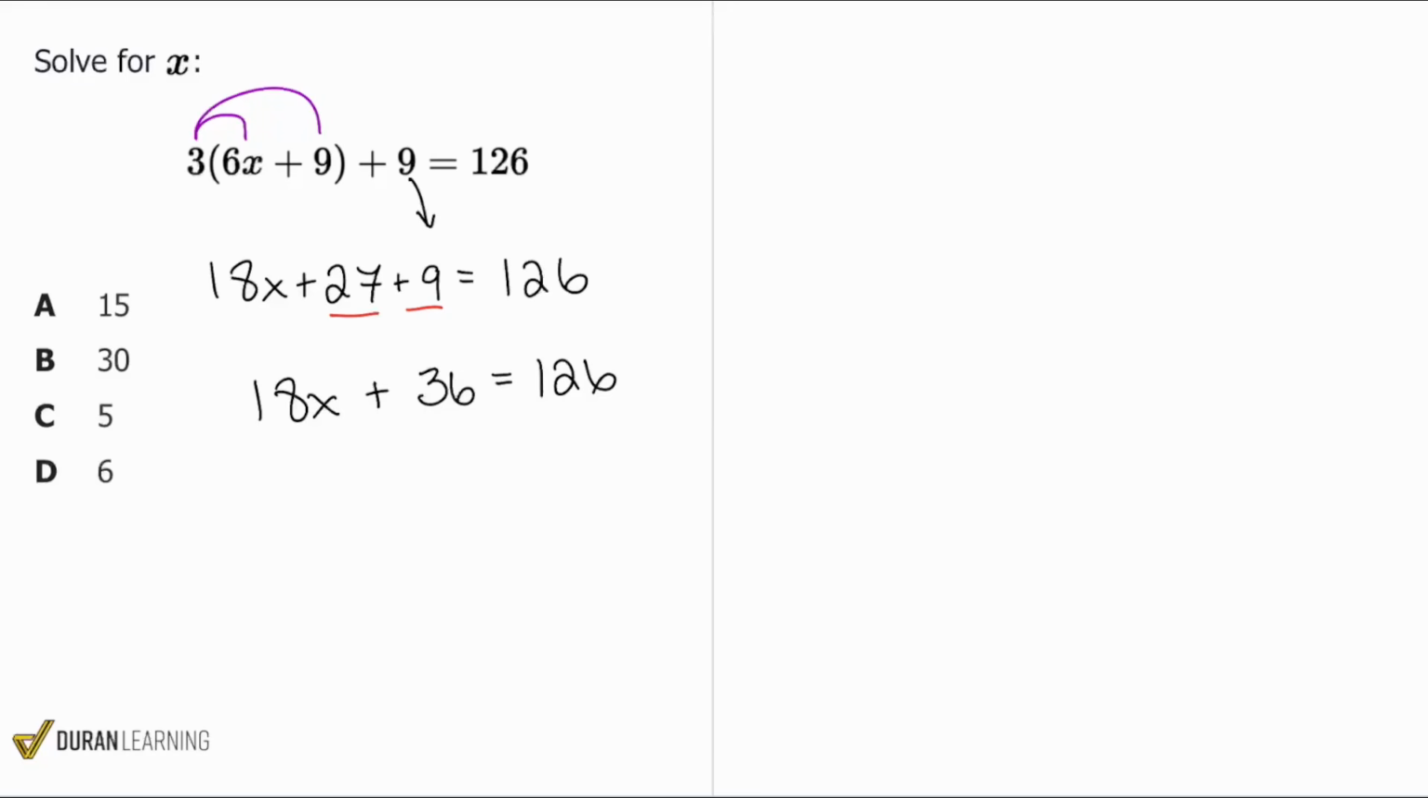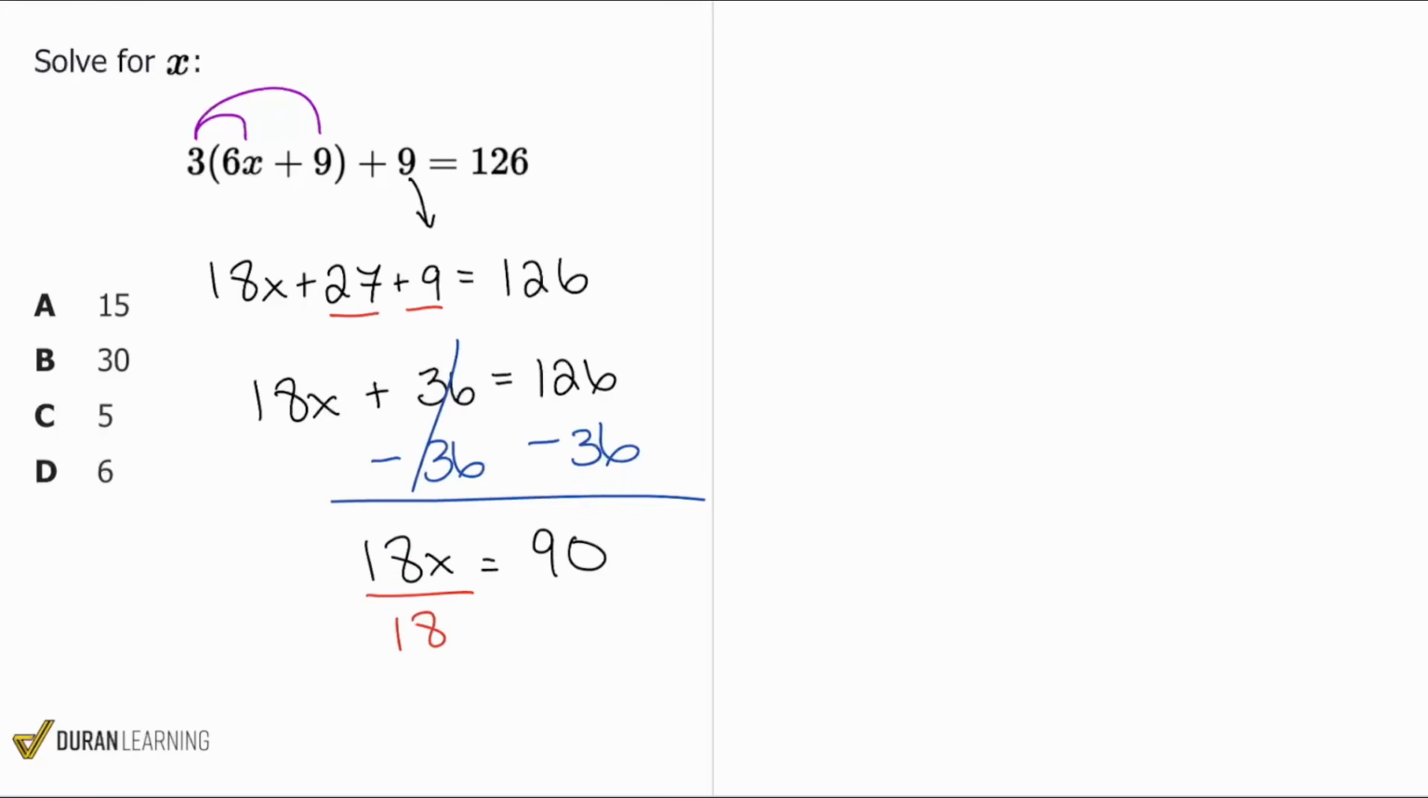So we just had to distribute the 3 first, making sure that we only did it to the terms inside the parentheses and not to the 9 that was sitting there just chilling. Okay? So once we did that, then we can combine the 27 and 9 to get the 36. And now we just continue by subtracting 36 on both sides. Cancels out on the left, leaving us with 18x equals, and this is going to be 90. And the last step here is dividing both sides by 18.